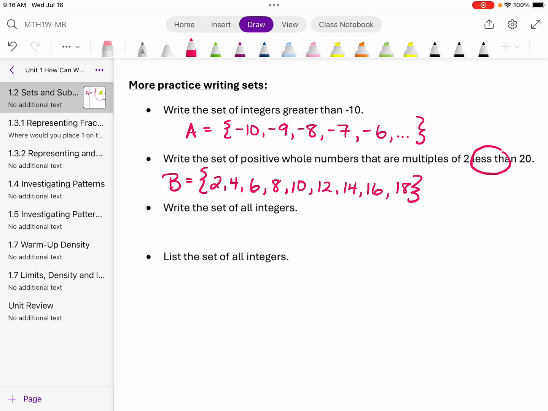All right. Write set C, and set C is the set of all integers. So take a second, pause the video, and try this one.